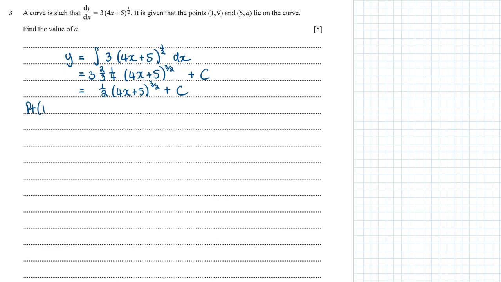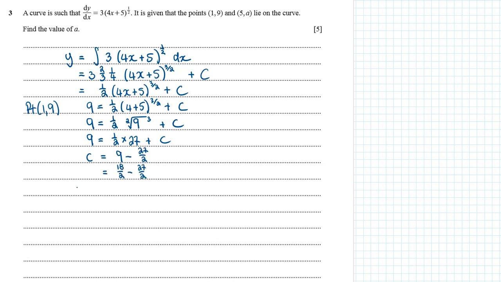One we know is 1, 9. And we can use this to find out what the constant c is. And we simply put in y is 9 and x is 1. That leaves us to solve this equation where 9 is equal to a half of the square root of 9 to the power of 3 plus c. Right, square root of 9 is 3, raised to the power of 3 is 27, so 9 is a half of 27 plus c. This brings us to c is 9 minus 27 on 2. 18 on 2 minus 27 on 2 leaves c as being negative 9 over 2.